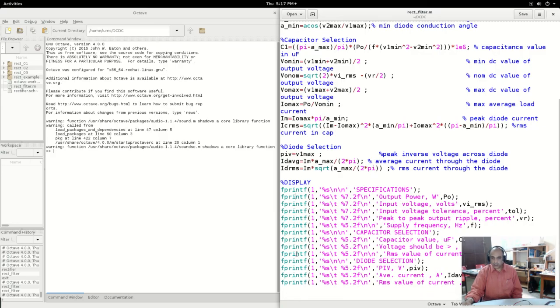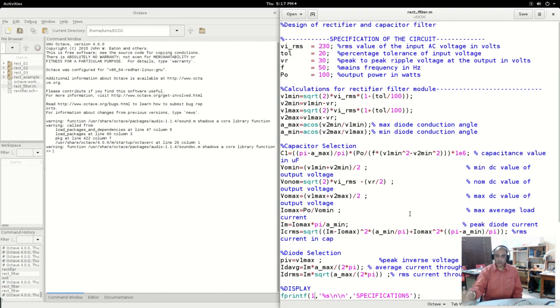Then finally the display. I have used the fprintf statement. One I have used so that it is put onto the display standard output. You could put it to a file also. And this is just like your C syntax: specifications, output power, capacitor selection values, and diode. So these are the parameters that you would like to see. So this I will also upload into Google Drive so that you can have a look at it and then try to make your design script files along these lines.